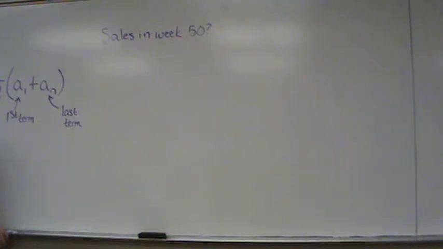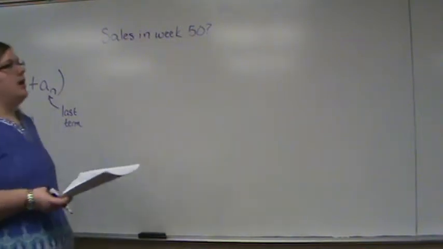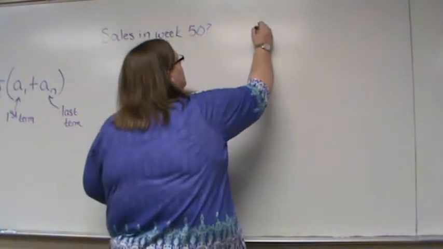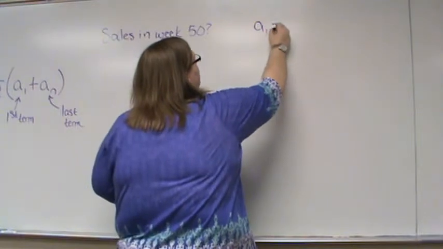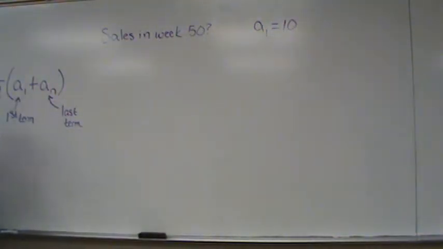So before we look at how many sales they made in week 50, let's look back at the problem again. We're given that they have to make 10 sales in the first week. What would that 10 sales in the first week represent? It's going to represent our A1 value, because that's week 1. They made 10 sales. Then we're told that they have to improve their sales numbers by 2 each week after that.